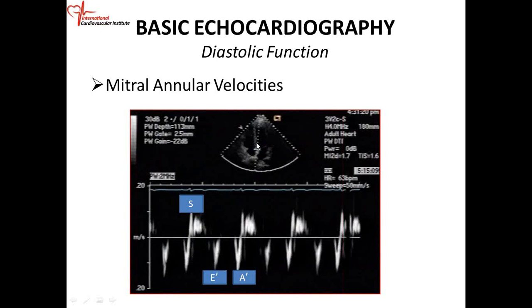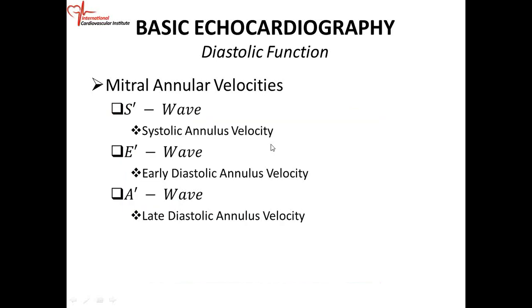Velocities in the medial annulus are less than the velocities in the lateral annulus. So your S prime, or S wave, is systolic annulus velocity, E prime is your early diastolic annulus velocity, and A prime is the late.